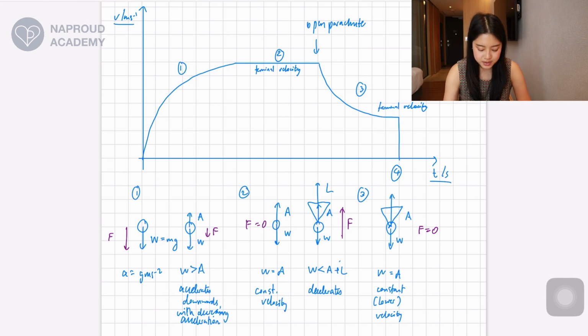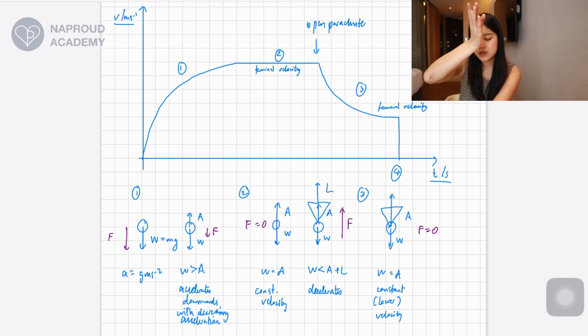Here I've written A plus L. That's because we have the original air resistance from when it didn't have a parachute, plus the extra air resistance from the parachute, which I've represented with the letter L. So in that case, we're going to have it decelerating, which is why the velocity decreases over here.